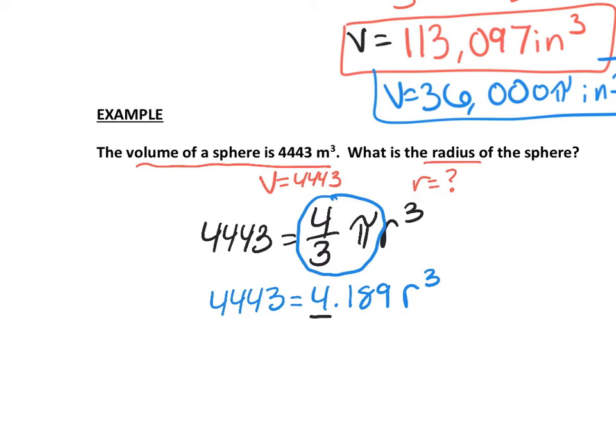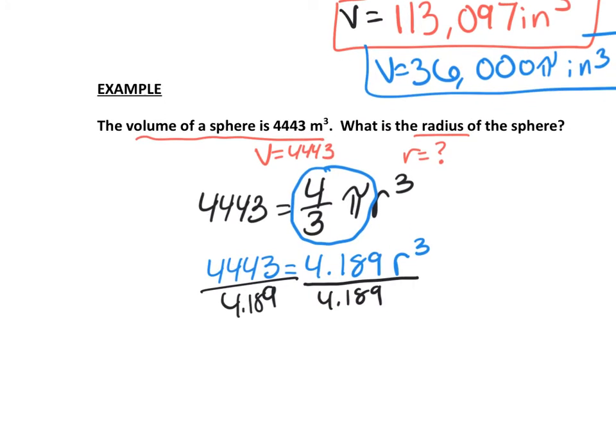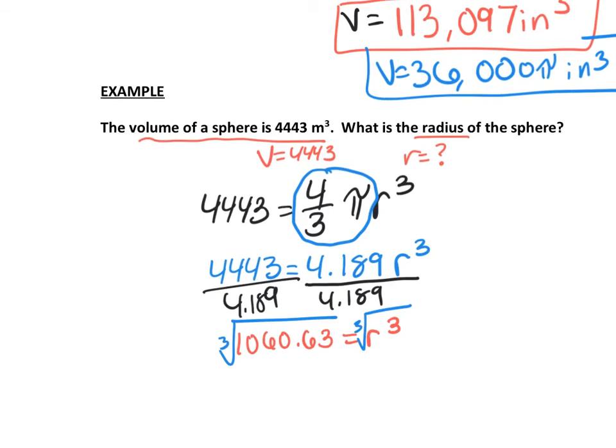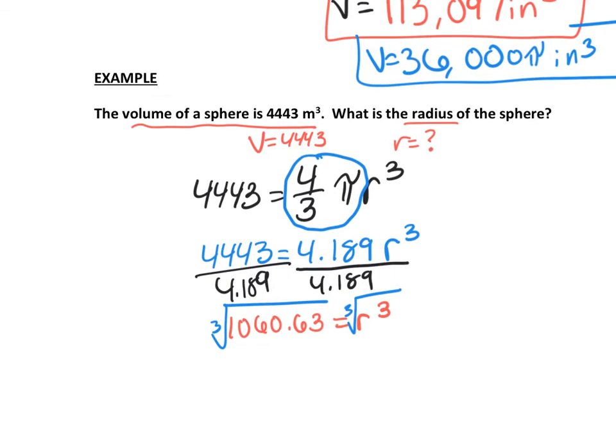And then to get r by itself, we need to get rid of that 4.189, so we divide both sides by 4.189. And that gives us 1,060.63 equals r cubed. And then to get the r by itself, we need to take the cubed root. Not the square root, the cubed root. So cubed root of both sides. And so I'll show you two ways that you can plug that in your calculator.